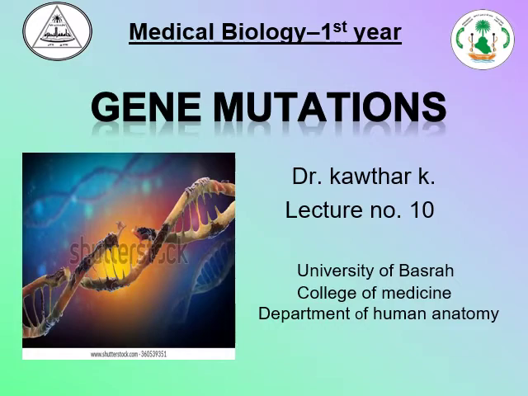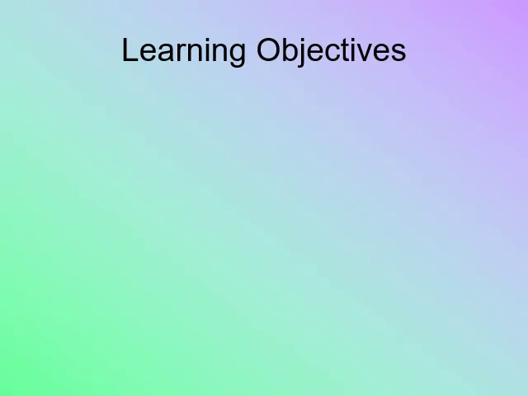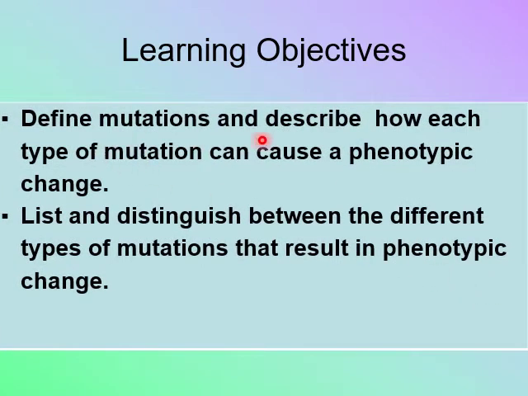Our lecture is about gene mutations. The objectives of the mutation lecture are: define mutations and describe how each type of mutation can cause a phenotypic change. List and distinguish between the different types of mutations that result in phenotypic change.